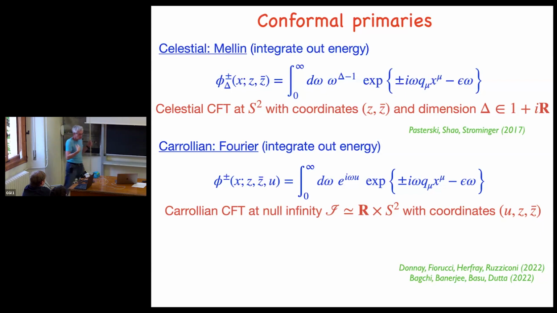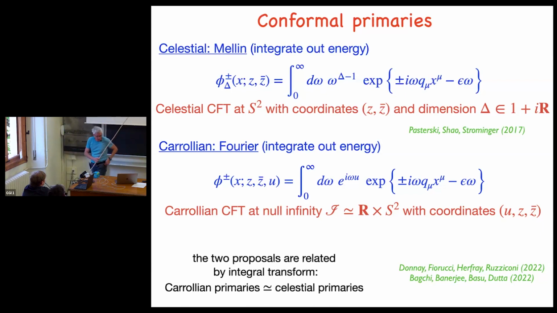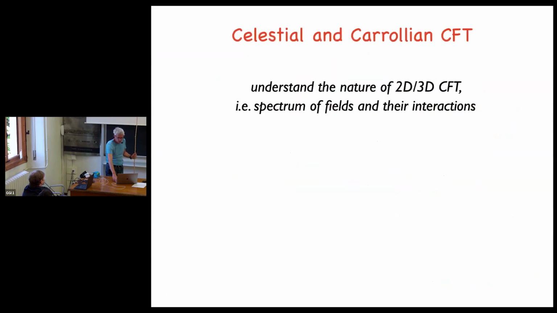So you can intertwine. There's an integral transformation which maps Carrollian primaries to celestial primaries, or vice versa, which has been pointed out by these people here. In the Carrollian approach, these are the first papers where they computed Carrollian amplitudes.